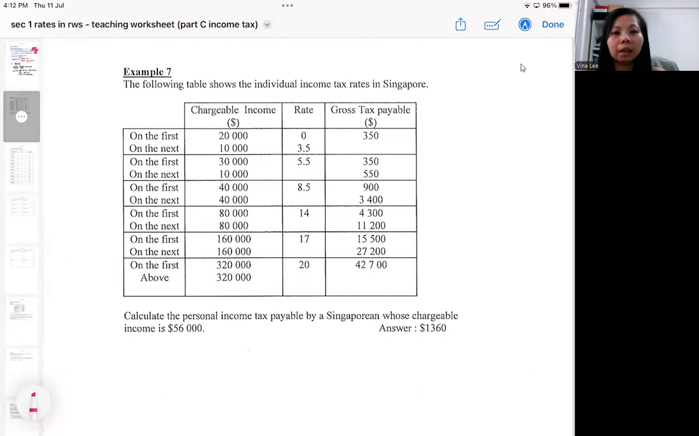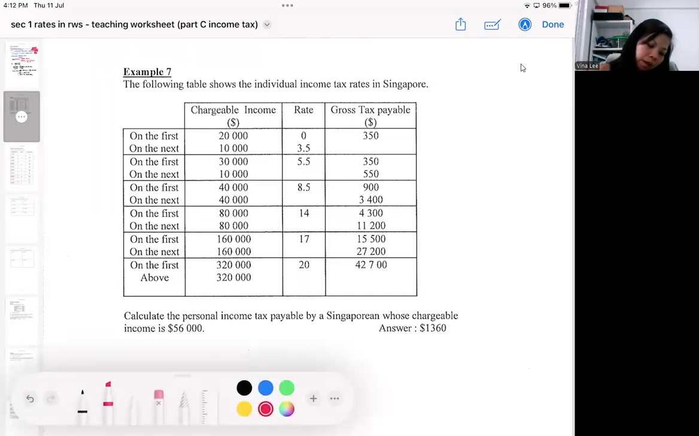This is another example on income tax, but this one is more complex. They will usually give you a table, and then based on this table, you will calculate the income tax. So I'm going to teach you how to read the table first.